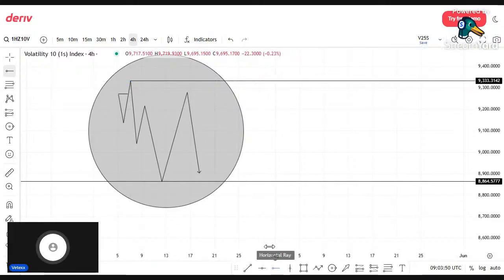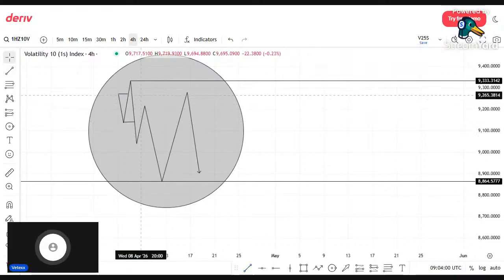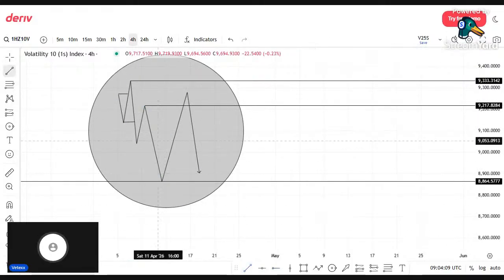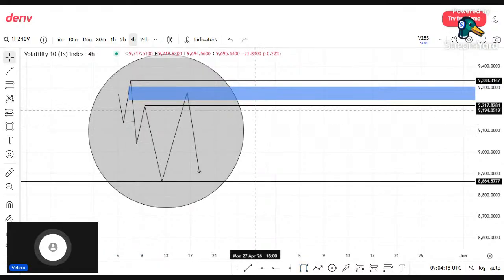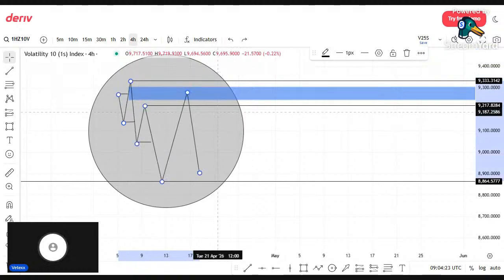And then there must be a break of structure to the opposite direction. Each liquidity needs to have a break of structure, and then we have a structural liquidity, which is our second liquidity, and it needs to be swept out. Then we have our second break of structure, which is right here, and this becomes our point of interest.